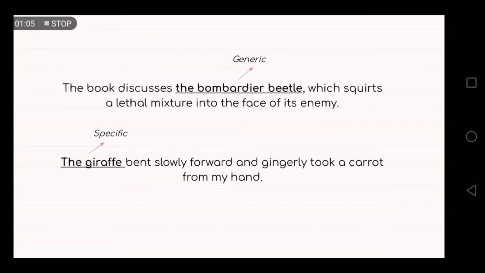In the next example, the giraffe bent slowly forward and gingerly took a carrot from my hand. So the noun phrase the giraffe is specific because it refers to a particular animal, a particular giraffe. Not all giraffes bent down slowly and took a carrot from the hand of the speaker. So it is specific.